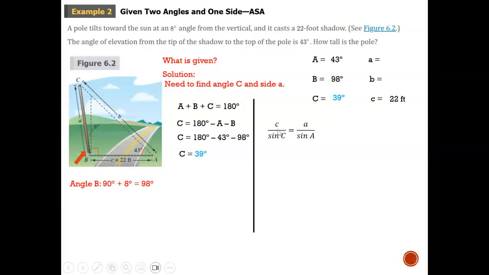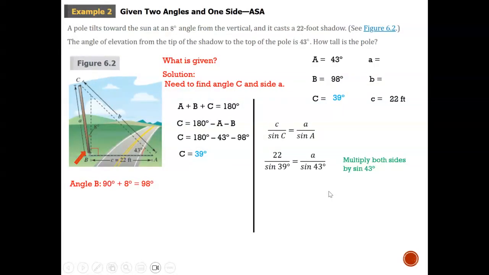So, we're going to use the proportion of little c over sine of c equals little a over sine of a. Let's plug in what we have. c is 22 feet, the sine of angle C is 39 degrees. We're looking for little a, which is the height of the pole. And angle A is 43 degrees, so over sine of 43 degrees.